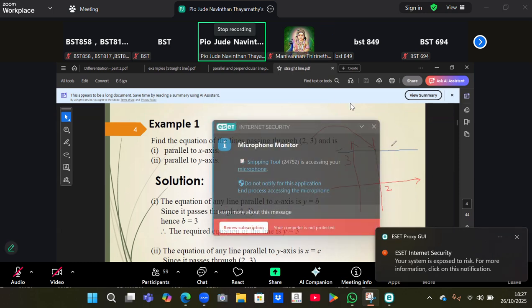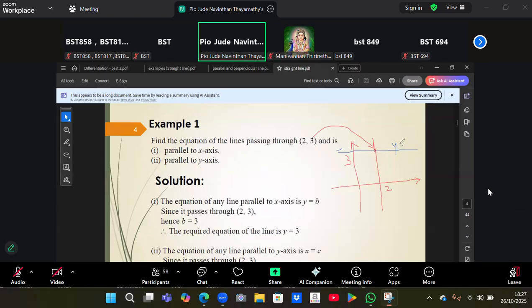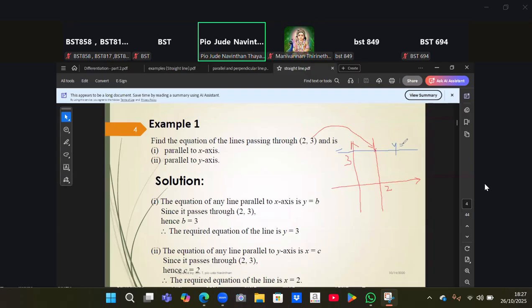Parallel to the x-axis, therefore the equation will be y is equal to something. Simple matter, right? Don't fear about how the coordinate is there, how we can find. So there's no issue. (2, 3) is given. The first coordinate is the x coordinate, and the second coordinate is the y value, that is 3. If it is parallel to the x-axis, y is equal to something. But we can understand y is equal to what? Already 3.